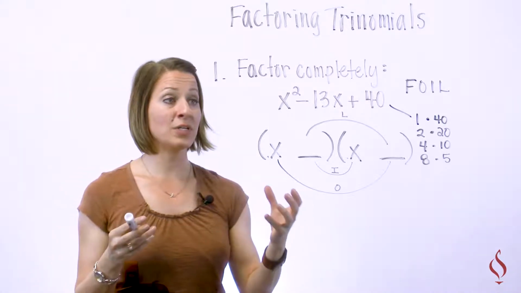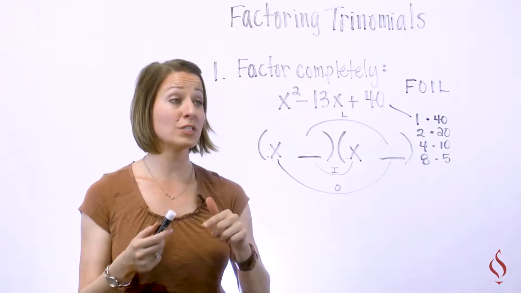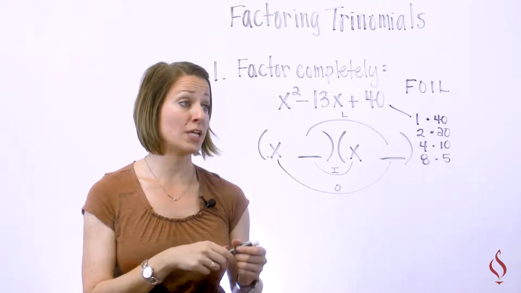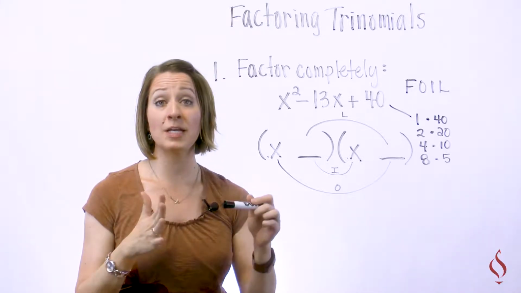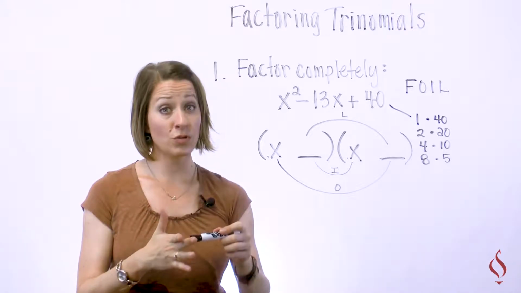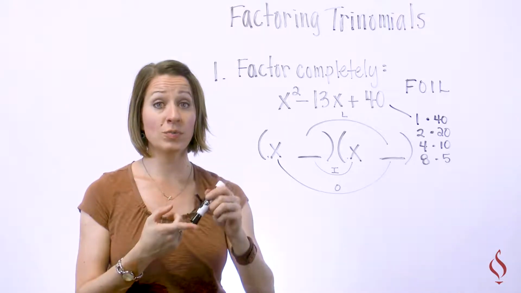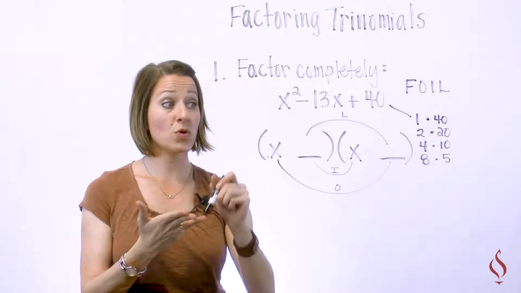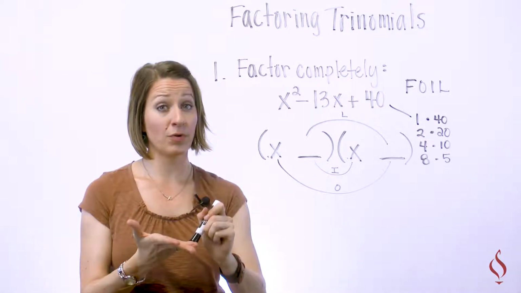Because when we add, we need it to be negative, but when we multiply, it has to be positive. So let me take you back to the multiplication problems. The only way to get a positive answer when you multiply is if you're multiplying a positive number times a positive number, or a negative number times a negative number.